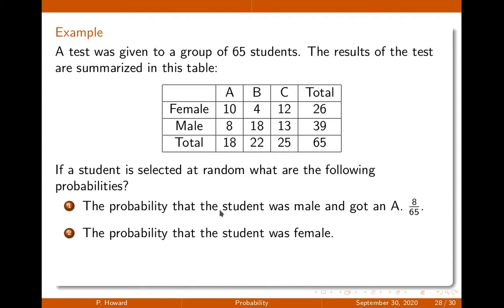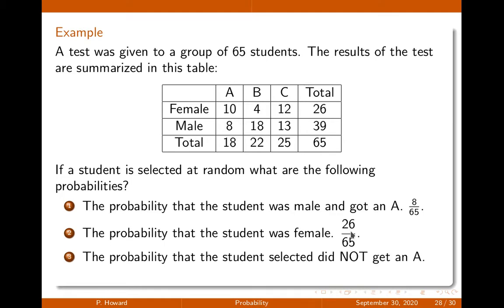What's the probability that the student was female? Well, here, at the right-hand end of the second row is the total number of female students. Of the 65 students, 26 were female. So the probability of getting a female student is 26/65.